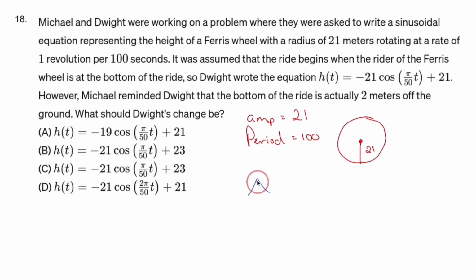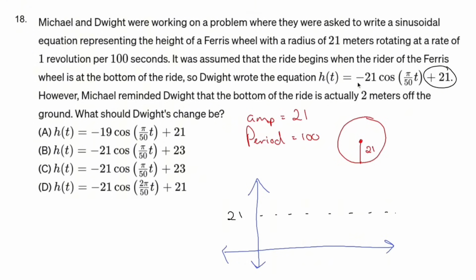Now let's see what that looks like. Okay, let's see the picture that Dwight came up with. Let's see if there's any issues. All right, so midline 21. Negative 21 cosine gives us that amplitude of 21. So we're up here at 42. We're down here at 0. Negative cosine is actually right here.